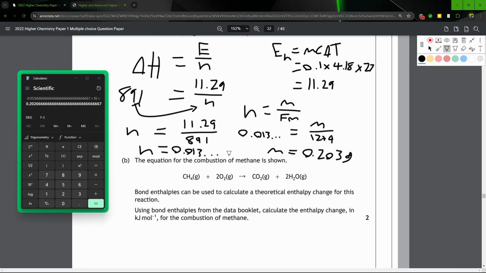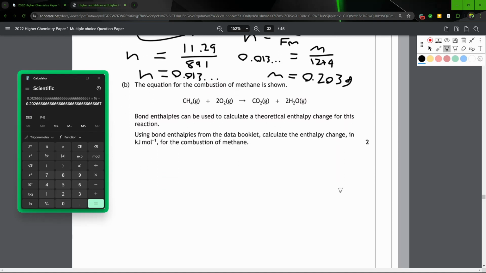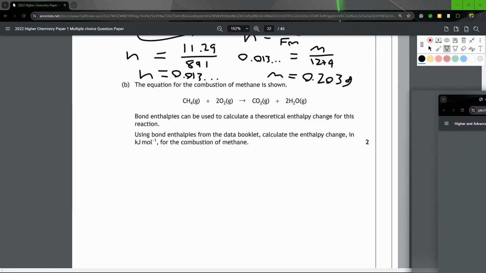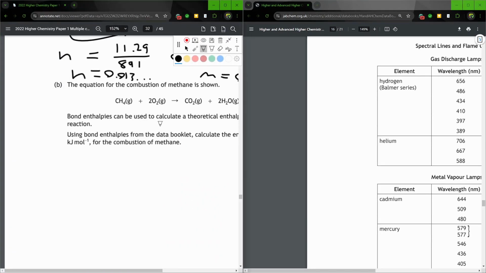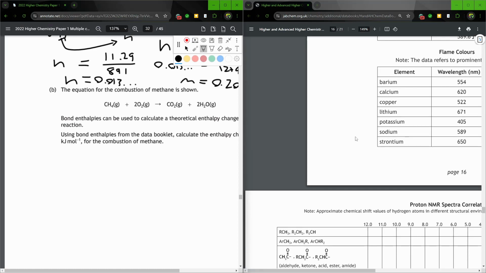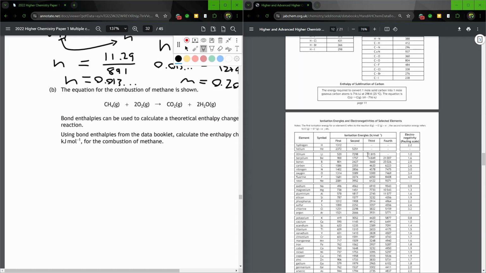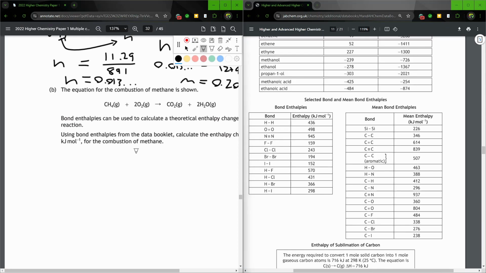The equation for the combustion of methane is shown. Bond enthalpies can be used to calculate a theoretical enthalpy change for this reaction. Using bond enthalpies from the data booklet, calculate the enthalpy change in kilojoules per mole for the combustion of methane. Okay, so I'm actually going to pull up this. We'll try and do it side by side. So I'm going to scroll to our bond enthalpies here.